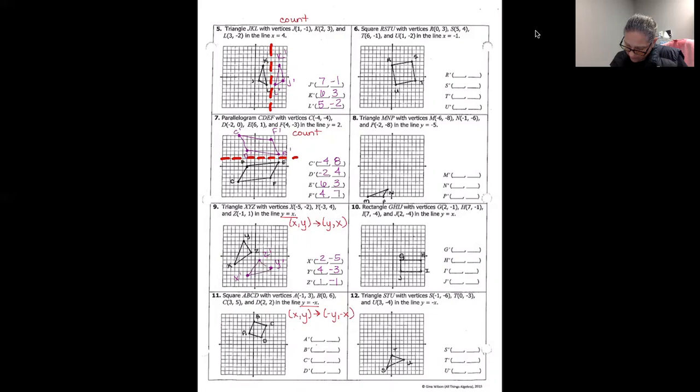And just for reference, the line y equals x is the line that cuts the coordinate plane in half, going in a positive direction through quadrants 1 and 3. y equals -x goes through quadrants 2 and 4. So for number 11, we have a square. We're going to change the sign of y and change the sign of x. Remember, 0 is the only one that doesn't change sign. And then plot your points and label.